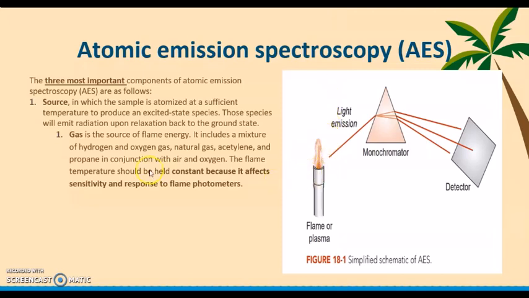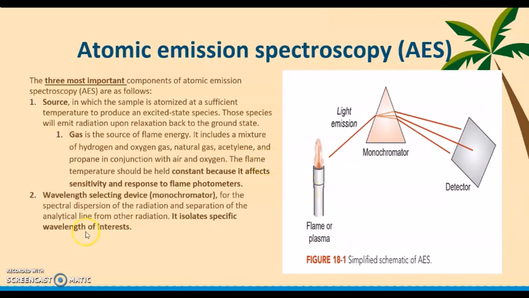Now, what is important here is that the gas is the source of the flame energy. This includes a mixture of hydrogen and oxygen gas, or it can also be a natural gas, acetylene, or propane, in conjunction with the air and the oxygen. The flame temperature should be held constant because it affects the sensitivity and the response of flame photometers. So this is the most important for us. First and foremost is the source.